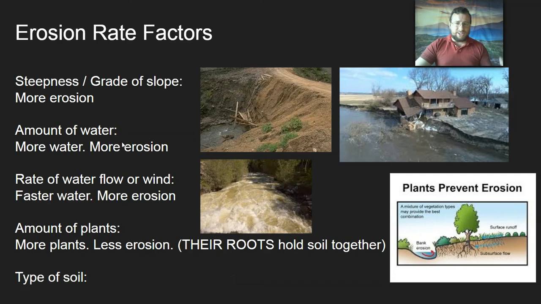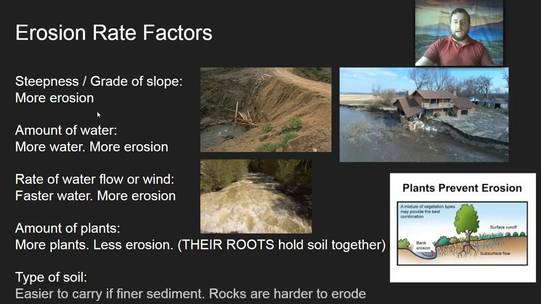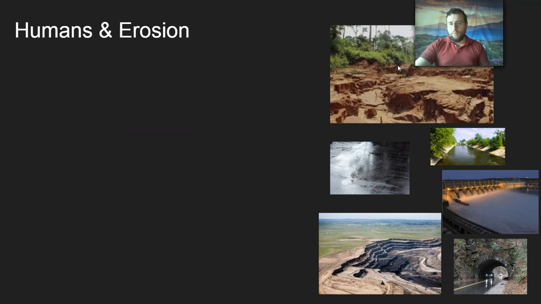So places like deserts are going to have much more erosion than places like grasslands or great plains or forests because they have a lot of plants. And the type of soil matters too. Finer soil is easier to break down than tough rocks, and rocks are obviously harder to move also. So that also matters. Humans cause erosion in a variety of ways.